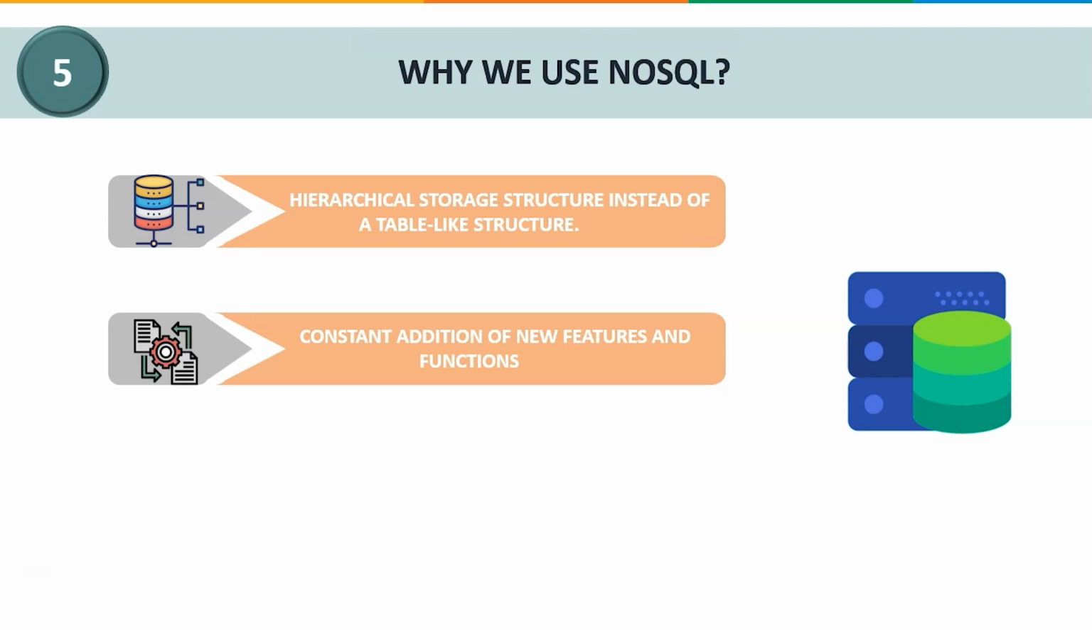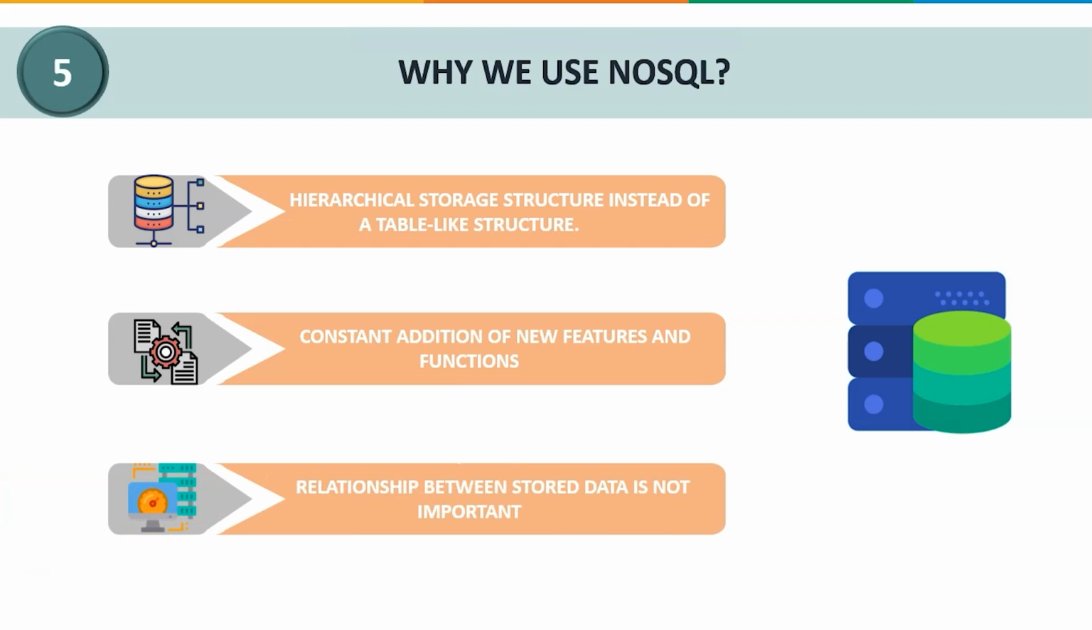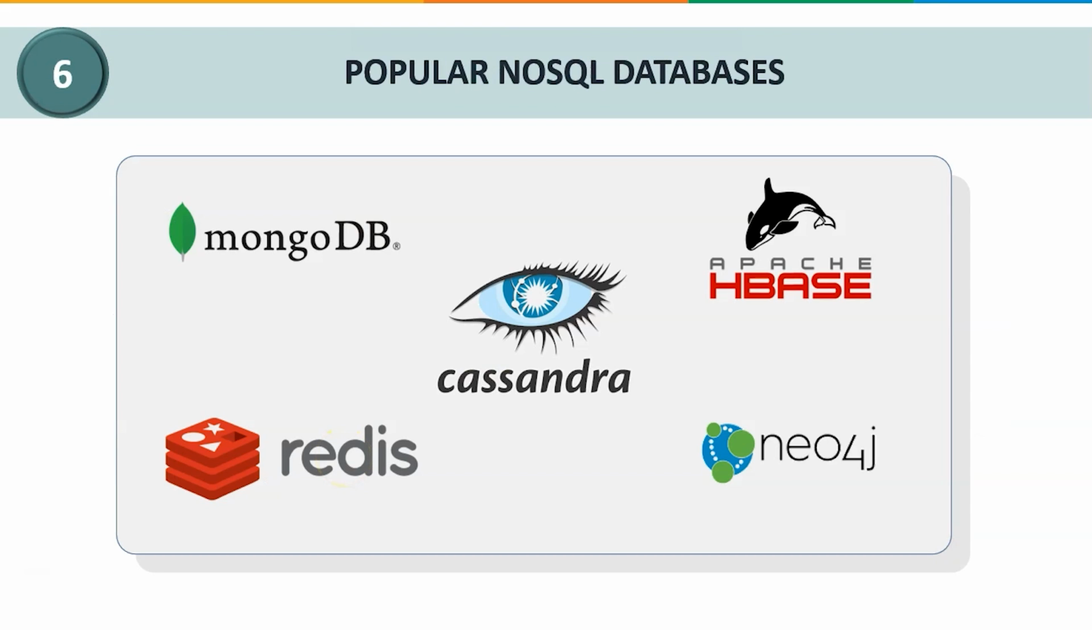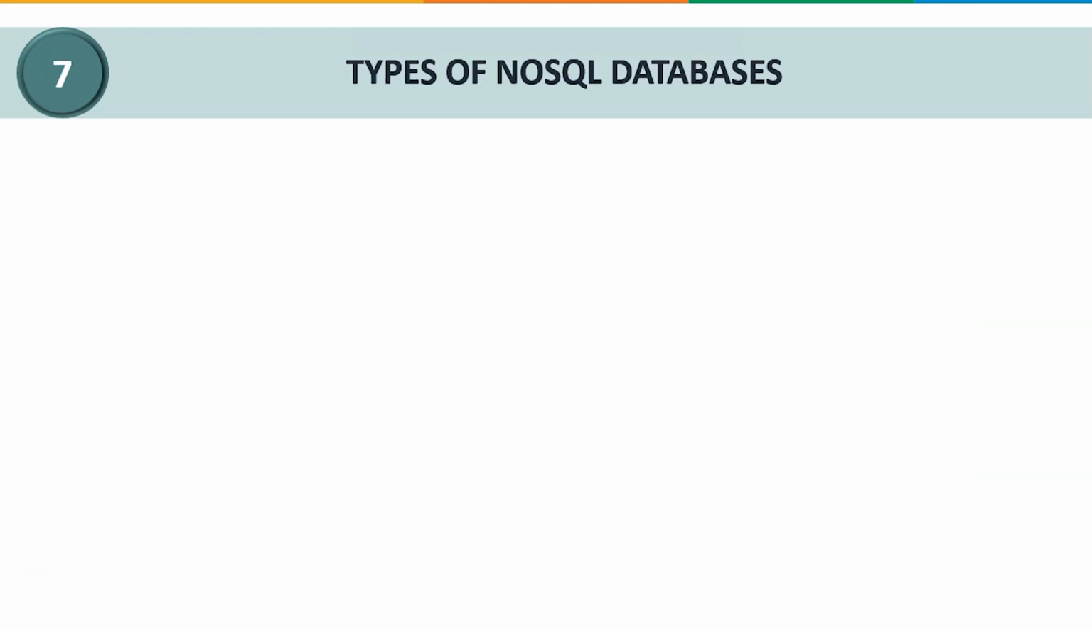Now, NoSQL is the best database to use for large amounts of data or for ever-changing data sets. It is also best used when you need a flexible data model or have needs that don't fit into a relational model. And finally, if there is no relationship between any stored data and you feel it is not important, then you can use NoSQL as well. Let us now look at some popular NoSQL databases. Some popular NoSQL databases are MongoDB, Apache HBase, Cassandra, Redis, Neo4j, and so on.